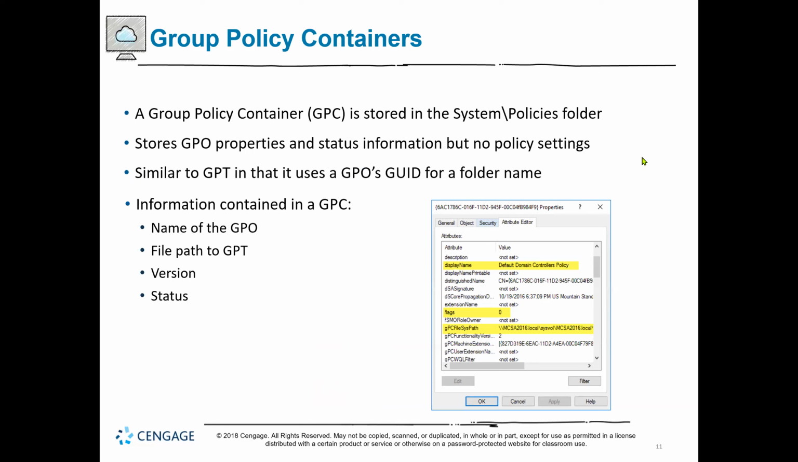A group policy container is stored in the System Policies folder. It stores GPO policies and status information, but no policy settings. Similar to GPT in that it uses a GPO's GUID, is that enough G words for you, for a folder name. Information contained in a GPC: name of the GPO, file path to a GPT, version, and status. So you can see here's your attribute editor, display name, there's different flags, and there's your path that you can see down there as well.